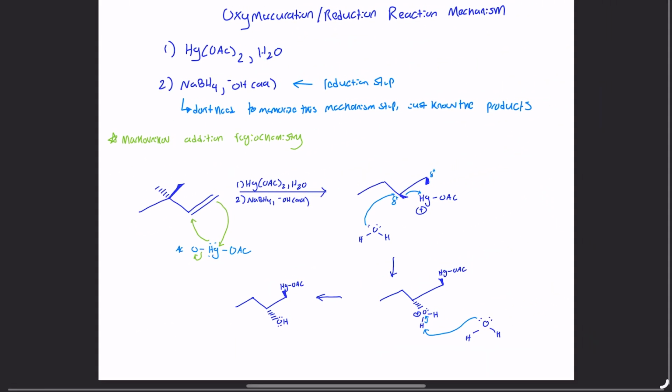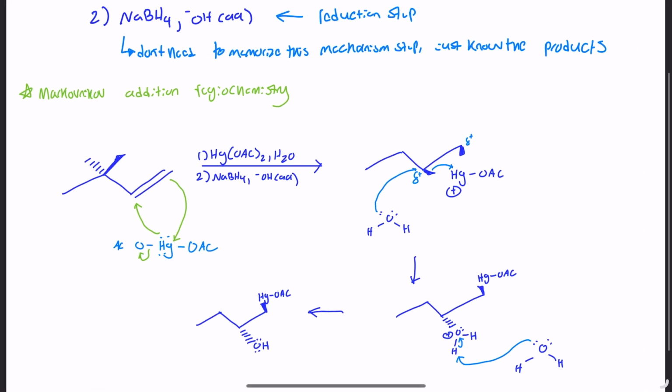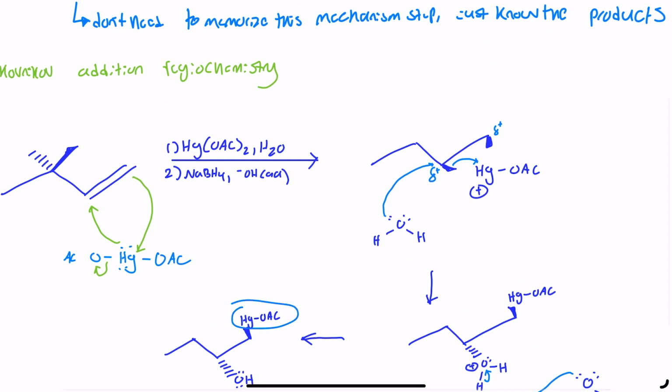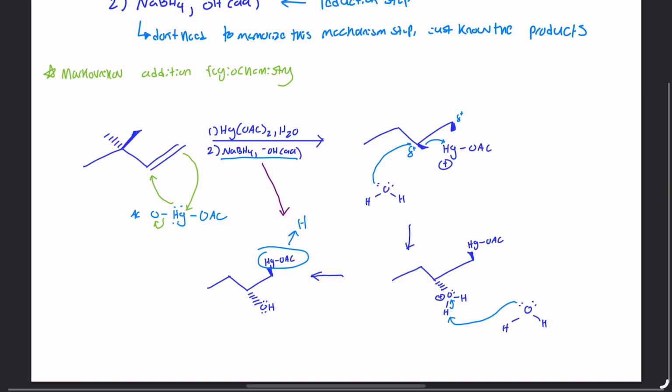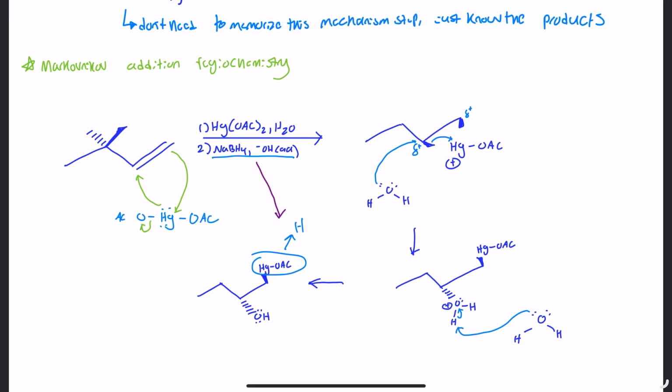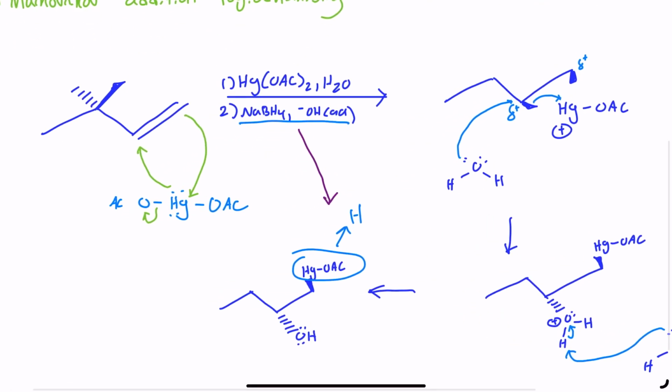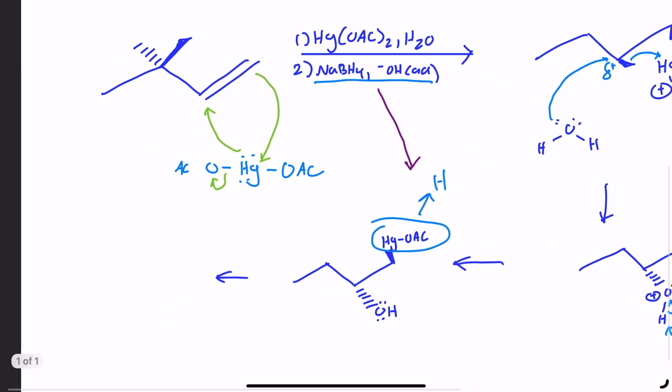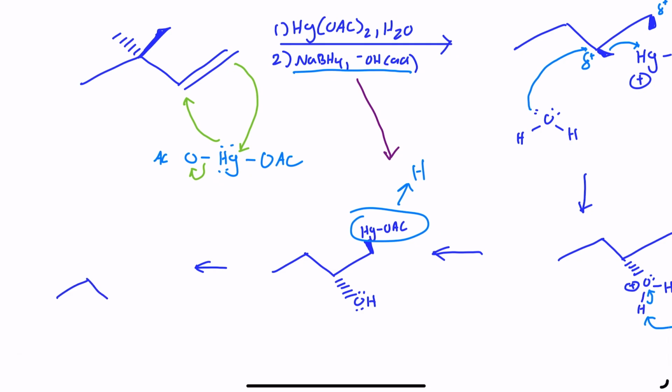And now this is the reduction step we don't need to memorize. The OH is going to stay the way it is. But basically, this group that I've circled is just going to turn into a hydrogen with these reagents. This second step is going to make this possible, turning that to a hydrogen. You don't need to know the actual mechanism behind it. You just need to recognize that the second step is going to turn the circled group, the HgOAc, into a hydrogen. And then you're basically going to get products that are very simple and just going to look something like this.